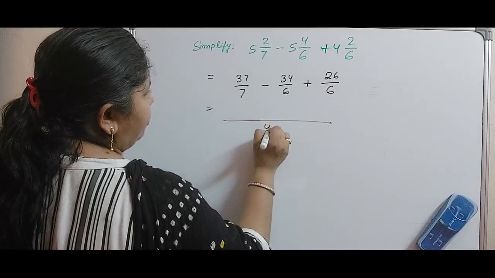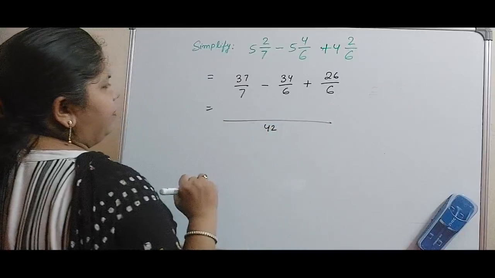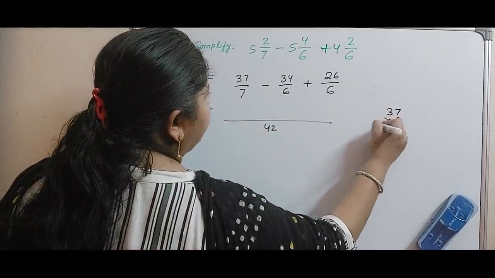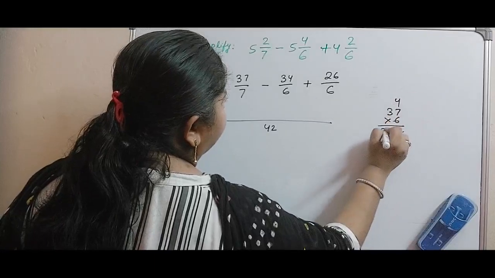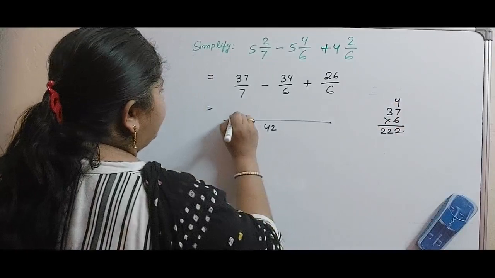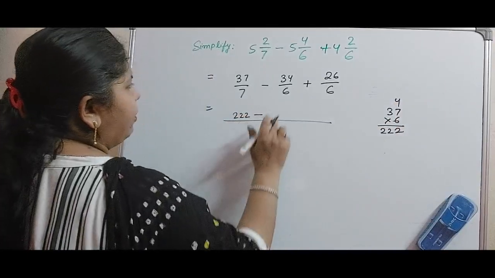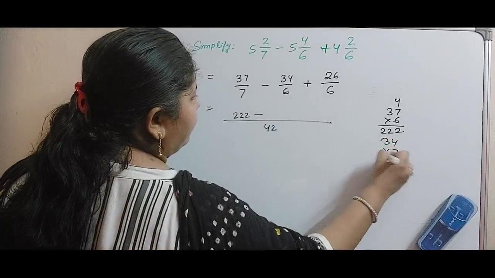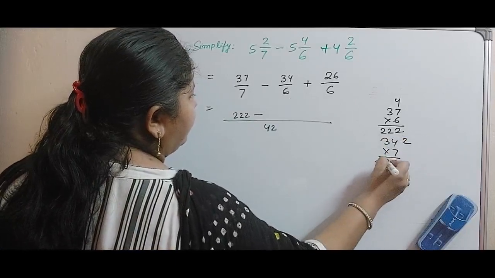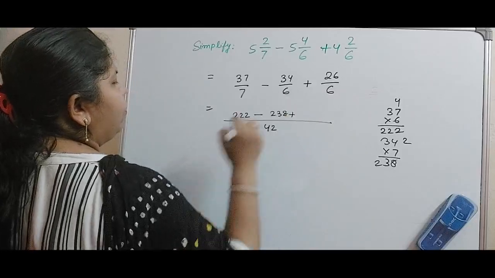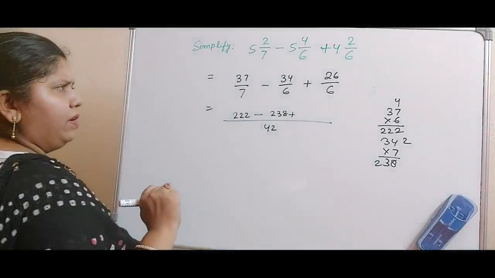So 6 7s are 42. 42 divided by 7 is 6, so 37 into 6 is 222. Write down here 222 minus. 42 divided by 6 is 7, so 34 into 7 is 238, plus 42 divided by 6, it is 7 again.